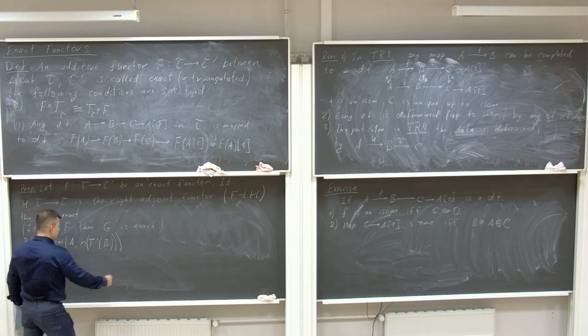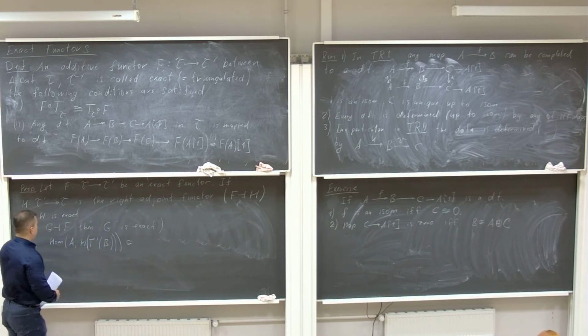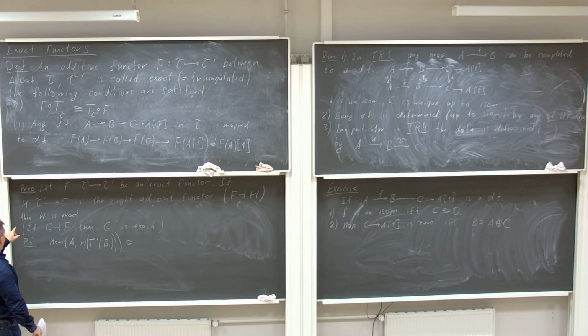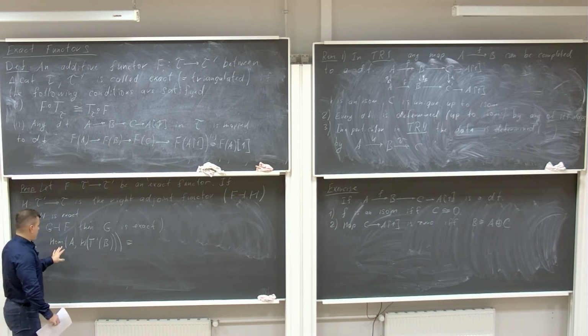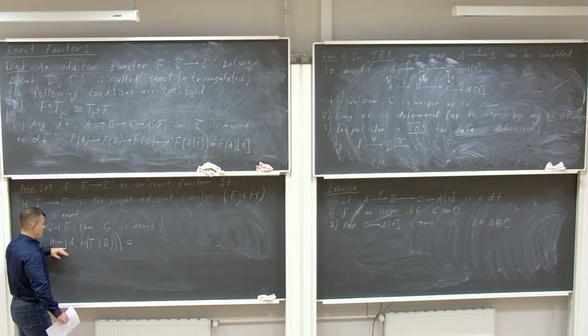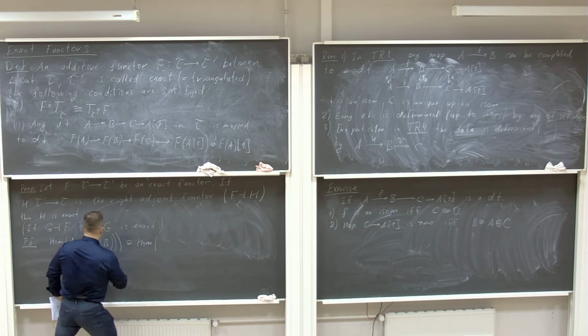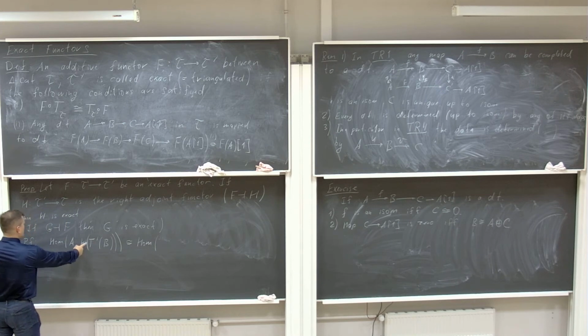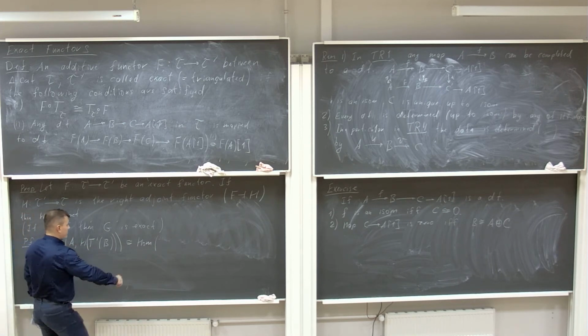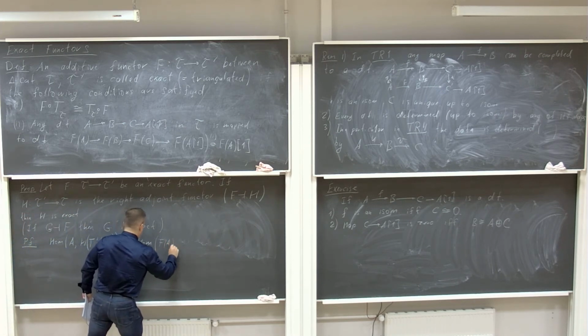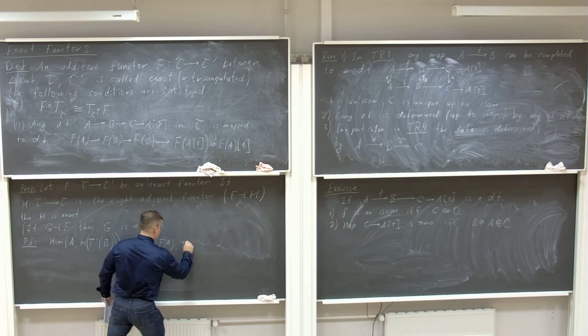So the first step is to use the fact that H is the right adjoint. In terms of the Hom abelian groups, it means that this is isomorphic to the abelian group where I move this H from the right to the left. So this will be F of A, and then I have T prime applied to B.